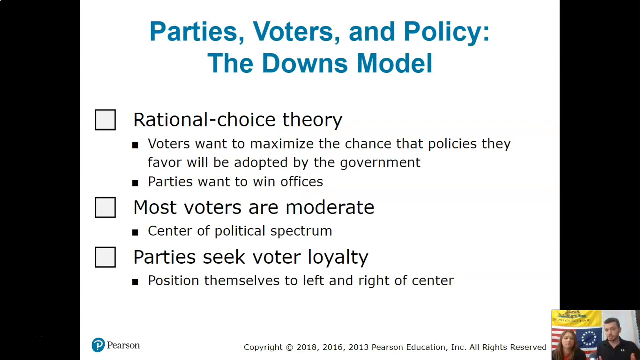Okay, so a couple different things that we want to talk about is just how people actually choose which politicians to vote for. So the first idea is the rational choice theory, and this is really important because basically the definition is that voters want to maximize the chance that policies they favor will be adopted by the government. So you might like a particular politician, you might like certain things about them, however, you might not vote for them because they might not have that electability, as Ms. Womack was mentioning earlier.